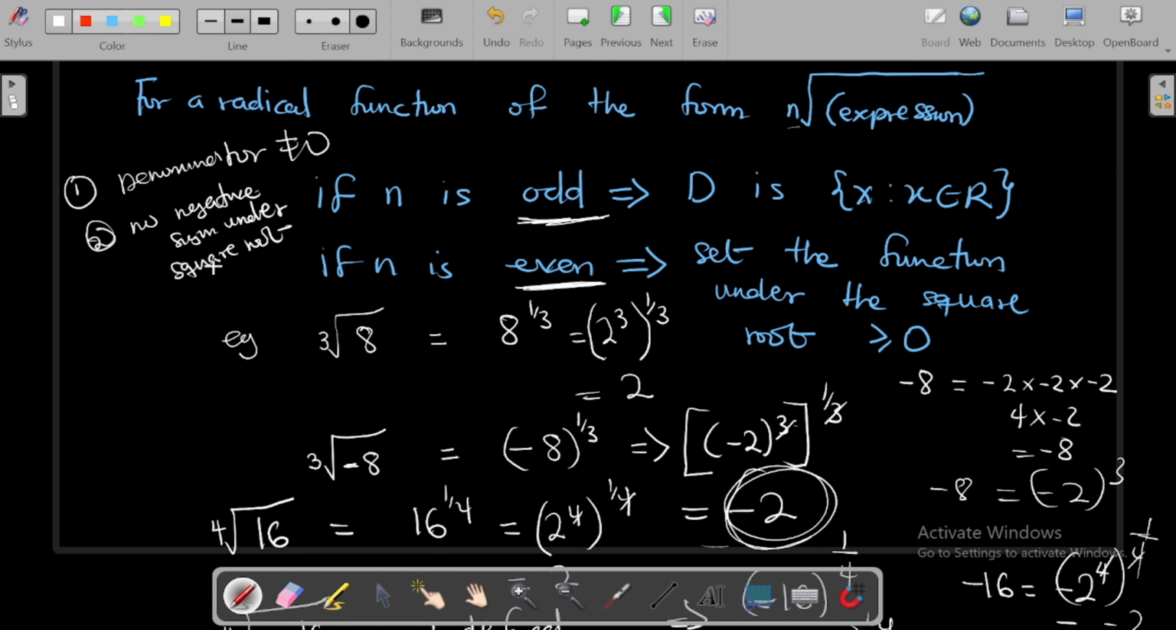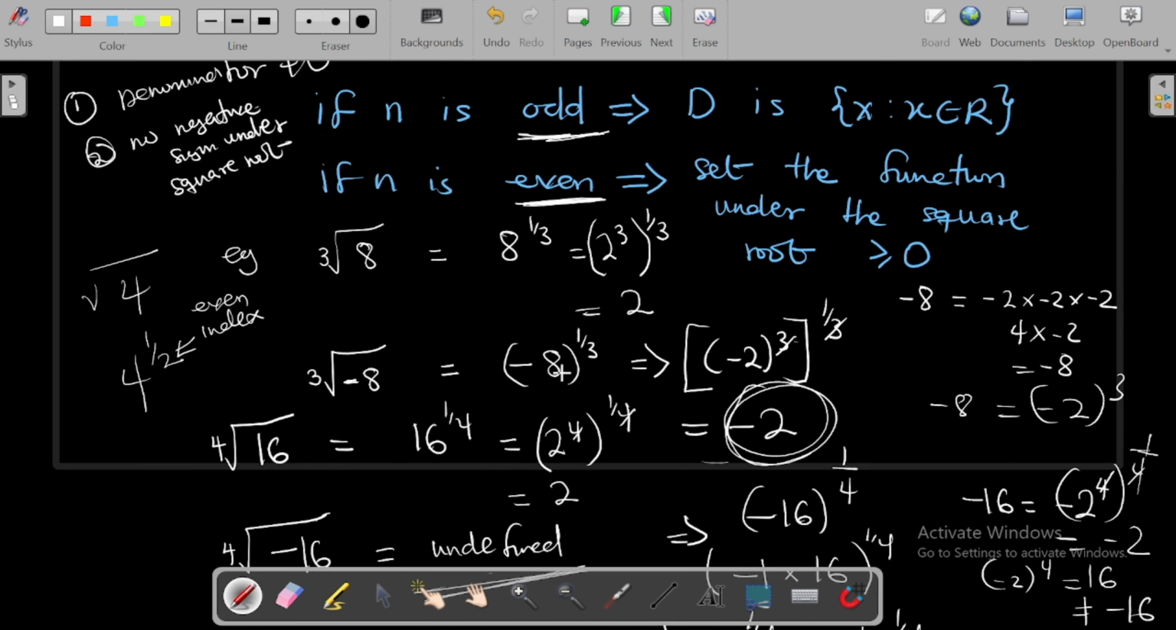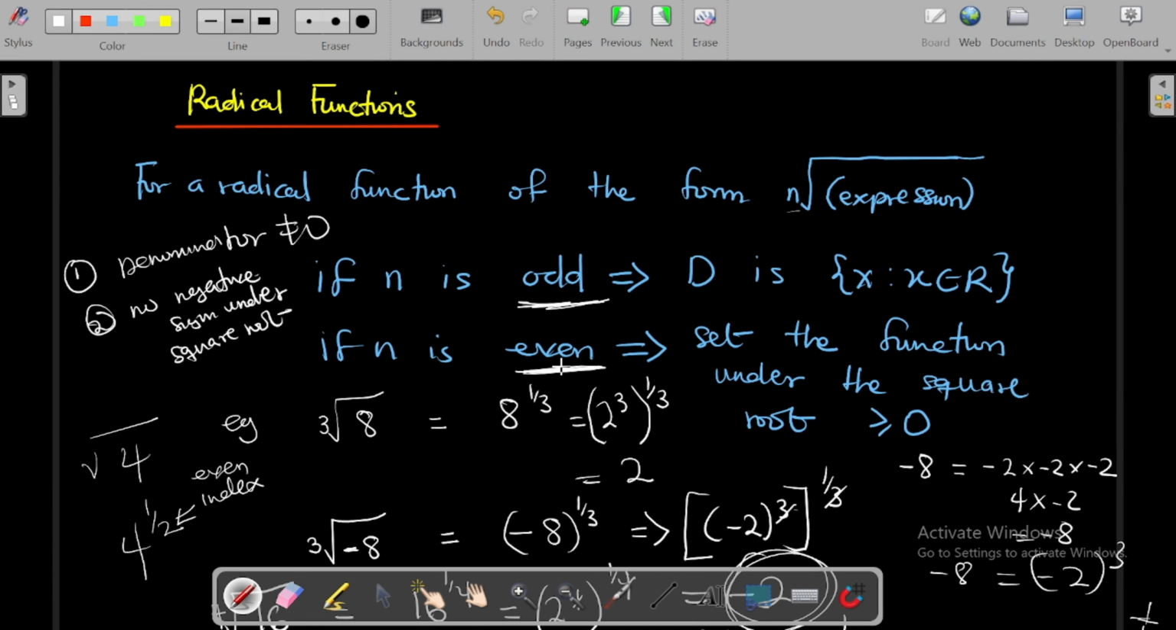Unlike, let's say, a square root. The square root of 4 is the same as 4 to the power of what? 1 over 2, of which 2 is an index, an even index. That is why for even indexes, you cannot have a negative under the square root. If you have a negative under the square root, like we said here, you get an undefined function. Okay, good.